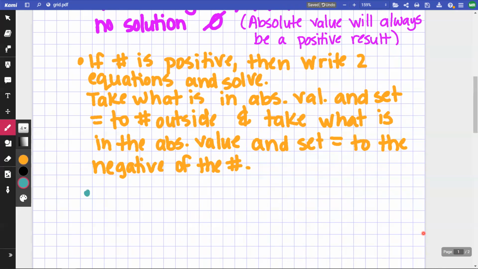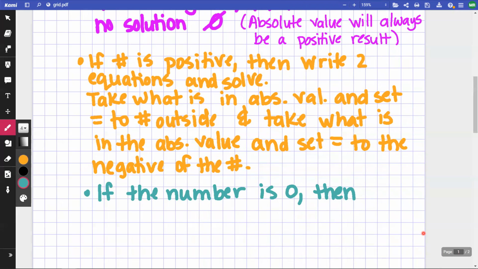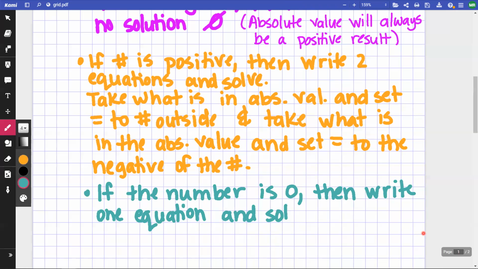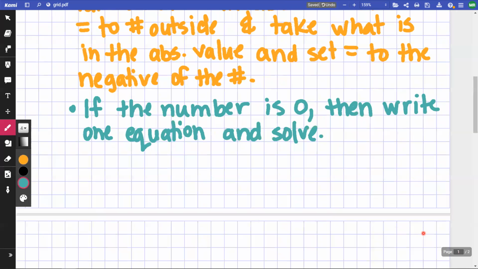Now I'm going to add on here, if the number is 0, you're only going to have one equation, because the negative of 0 is still 0. So if the number is 0, then write one equation and solve. Okay, so I'm going to run through a couple of examples. Okay, so those are the steps.